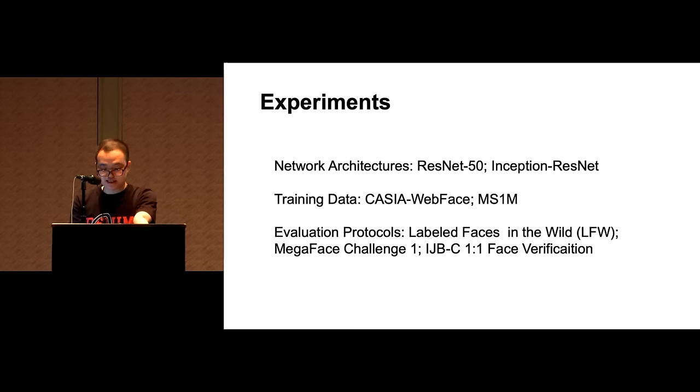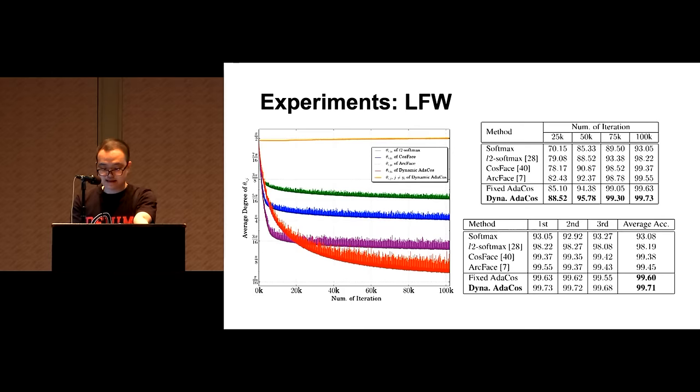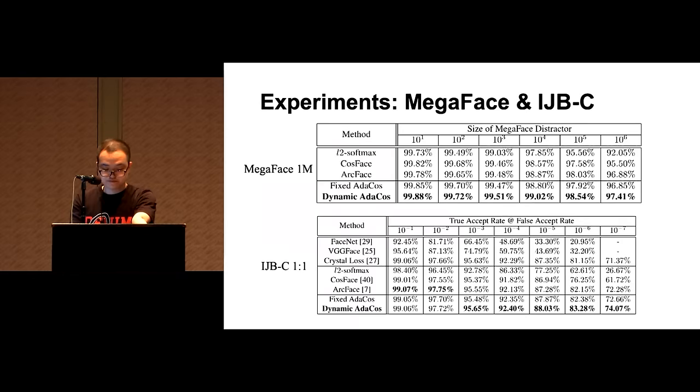Here we have some experiments to show the effectiveness of AdaCos. We evaluated on three different protocols. We use LFW as a small evaluation data set. In this left figure, AdaCos can achieve smaller angles between features and their corresponding class weights. In larger evaluations, such as the MegaFace 1 million identification challenge and the IJB-C face verification task, dynamic AdaCos can still perform competitive results. So eventually, we have two conclusions.